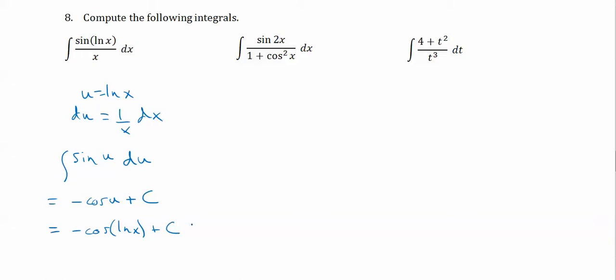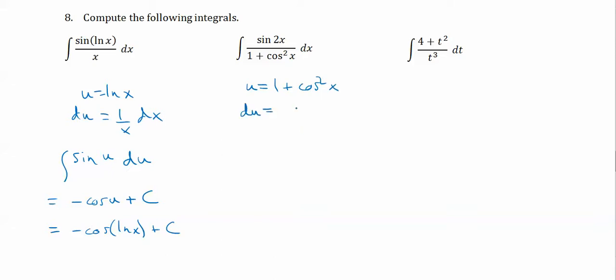Okay, let's try the second one. And we're going to use u substitution again. And let's see. It's not 100% clear what we should let u be, but I think what's going to work is the denominator. Okay, let's try that out and see what happens. We'll let u be 1 plus cosine squared x.